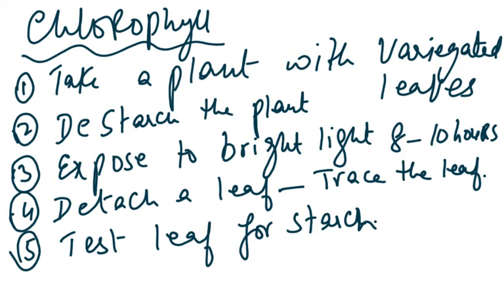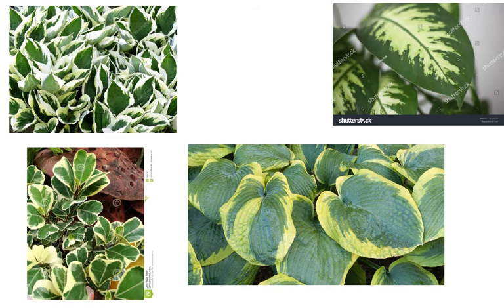Now, the first necessity that we are going to study is chlorophyll. So you take a plant with variegated leaves. Now, what are variegated leaves? These are variegated leaves. Variegated leaves are naturally, genetically, showing a pattern. They show some white areas and some green areas. Here also you can see some white areas.